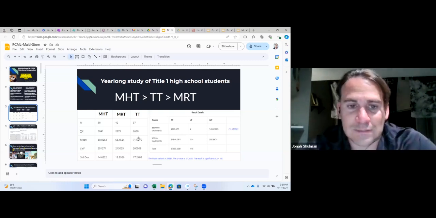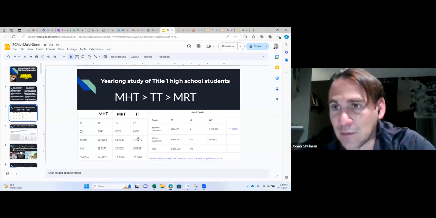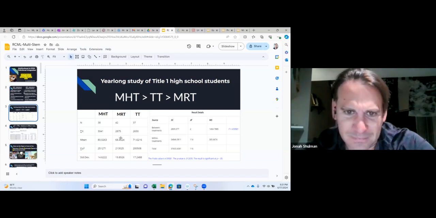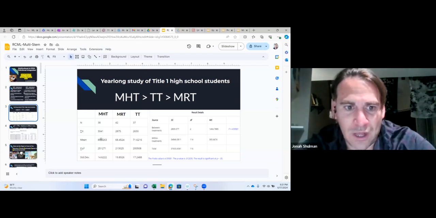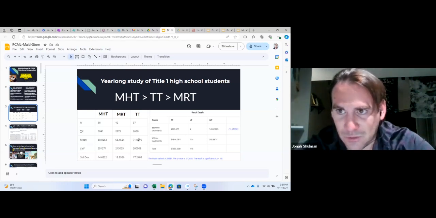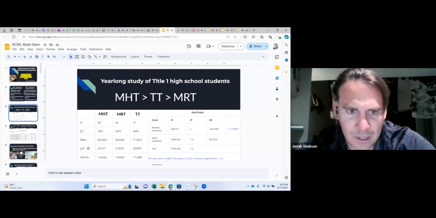Now, we could say, oh, they're different, right? But I had to use stats to prove that they're different. My whole job was to prove that these were actually significantly different. 68 and 71 seem pretty close, right? So these are the means. That was the scores on that final exam they had, which was the practice ACT. All took the same one.